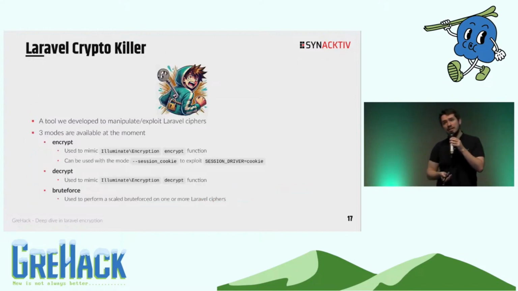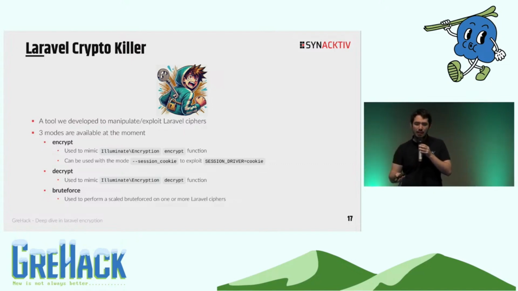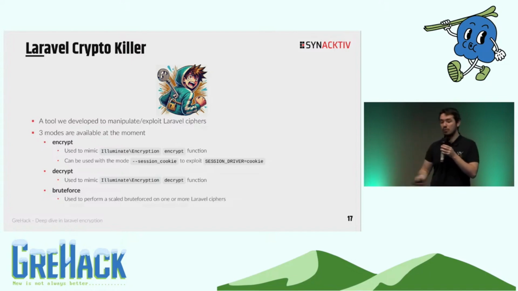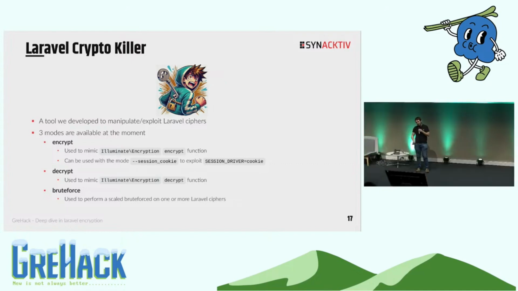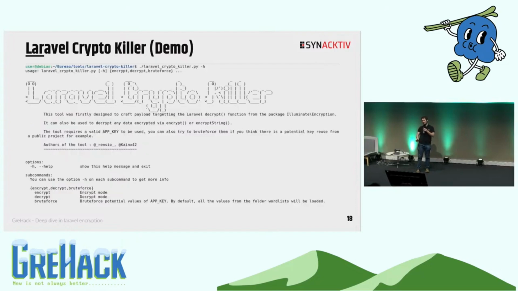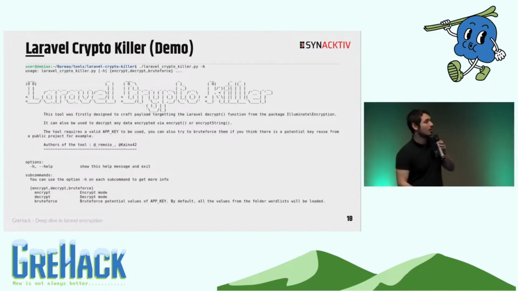So now let's talk about a tool we designed, which is called Laravel Crypto Killer. It's a tool we developed to manipulate and exploit this kind of vulnerability flaw. There are 3 modes available. An encryption mode, which is used to mimic the Laravel encrypt function. A decrypt mode, which is the same but for the decrypt function. And finally, a brute force mode, which will try to test several app keys in order to see if there are default ones used on your ciphered data. So now, that's the way the tool works. There will be a quick demo.